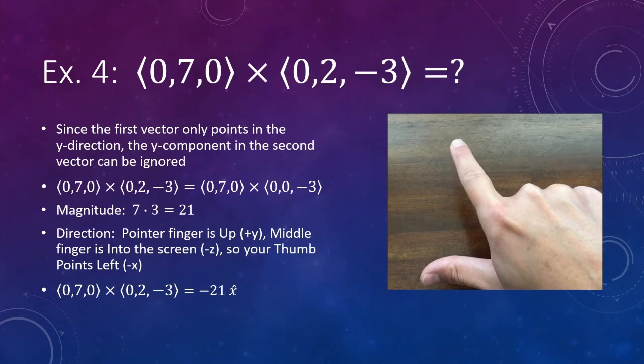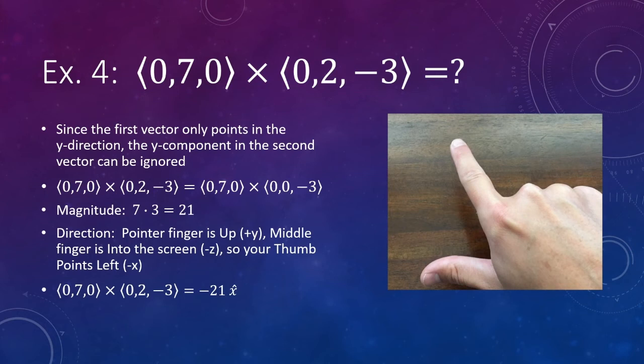In this case, our first vector is positive in y, and our second vector is positive in y and negative in z. Since our first vector is only pointing in the y direction, we can ignore the parallel y component in the second vector, and we only care about the perpendicular z part. So our cross product is equivalent to saying 0, 7, 0 crossed into 0, 0, minus 3. Our magnitude is then 7 times 3, which is 21.